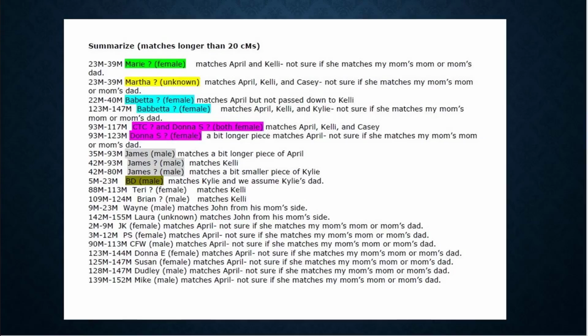Now, you know if you have new matches, they could fit into this scheme somewhere. So that's another thing that's a little bit difficult with GEDMATCH because you have to kind of manually look at those new matches every time. But this will give you a good start. Plenty of work to do before you even investigate the new matches.